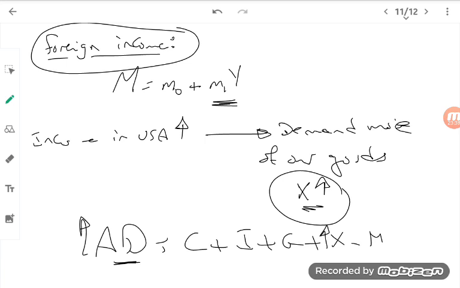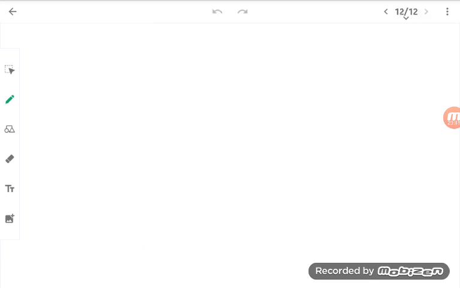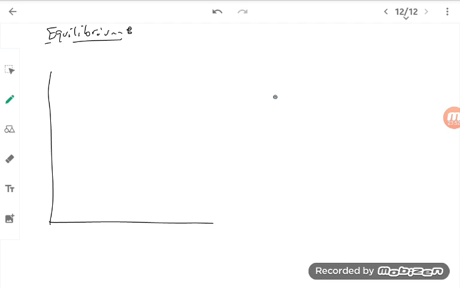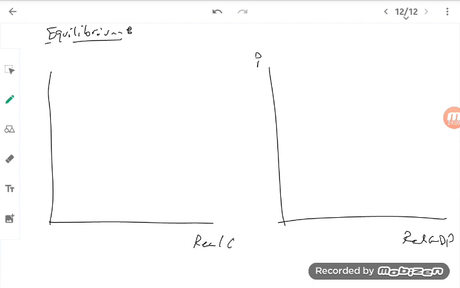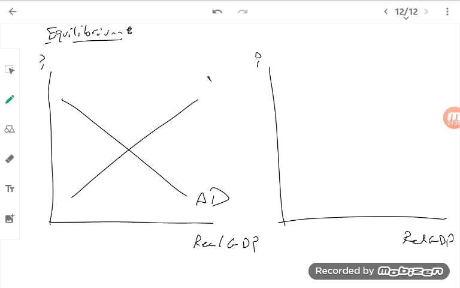What about equilibrium in the market? We have to differentiate between equilibrium in the short run and in the long run. In case of short run, this is aggregate demand curve, and this is short run aggregate supply curve. This is point of equilibrium at whatever real GDP and the price level B1.